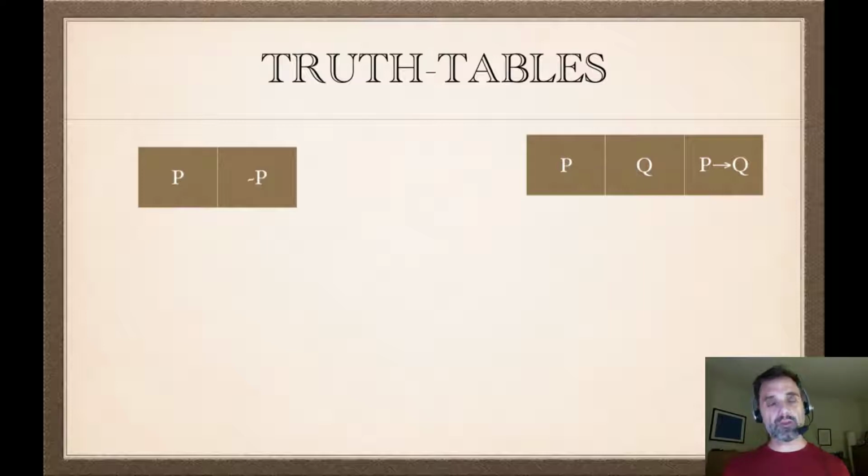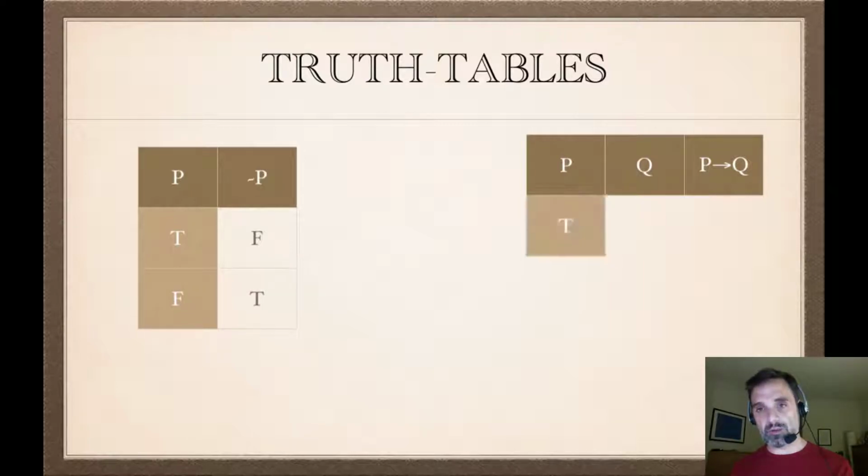So we could do something that are called truth tables for the symbols in our language. So suppose we have P and then we have not P, and suppose that P is true. Well, what does that mean that the truth value of not P is? It's false. On the other hand, suppose that P is false. Well, what's the truth value of not P? It's true.